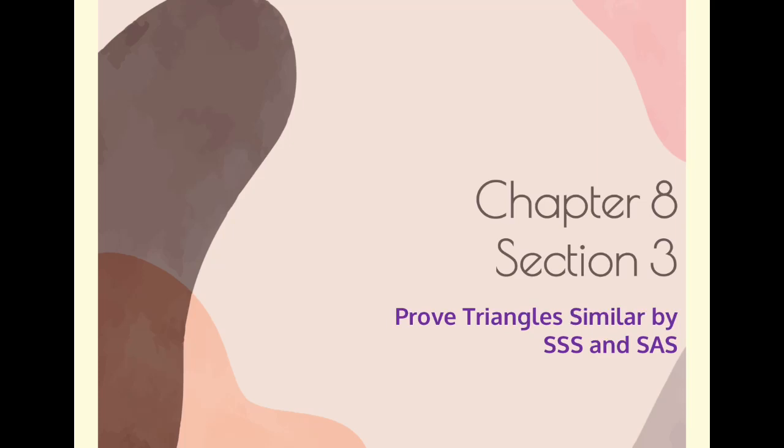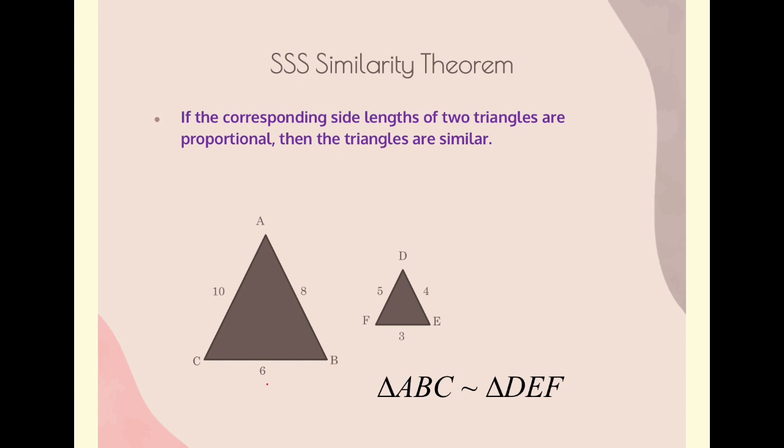This video is going to go through the second and third way to prove that triangles are similar. So this is chapter 8, section 3, and those two are called side, side, side, and side, angle, side similarity. So in addition to angle, angle, we'll have two more. The first is side, side, side similarity.